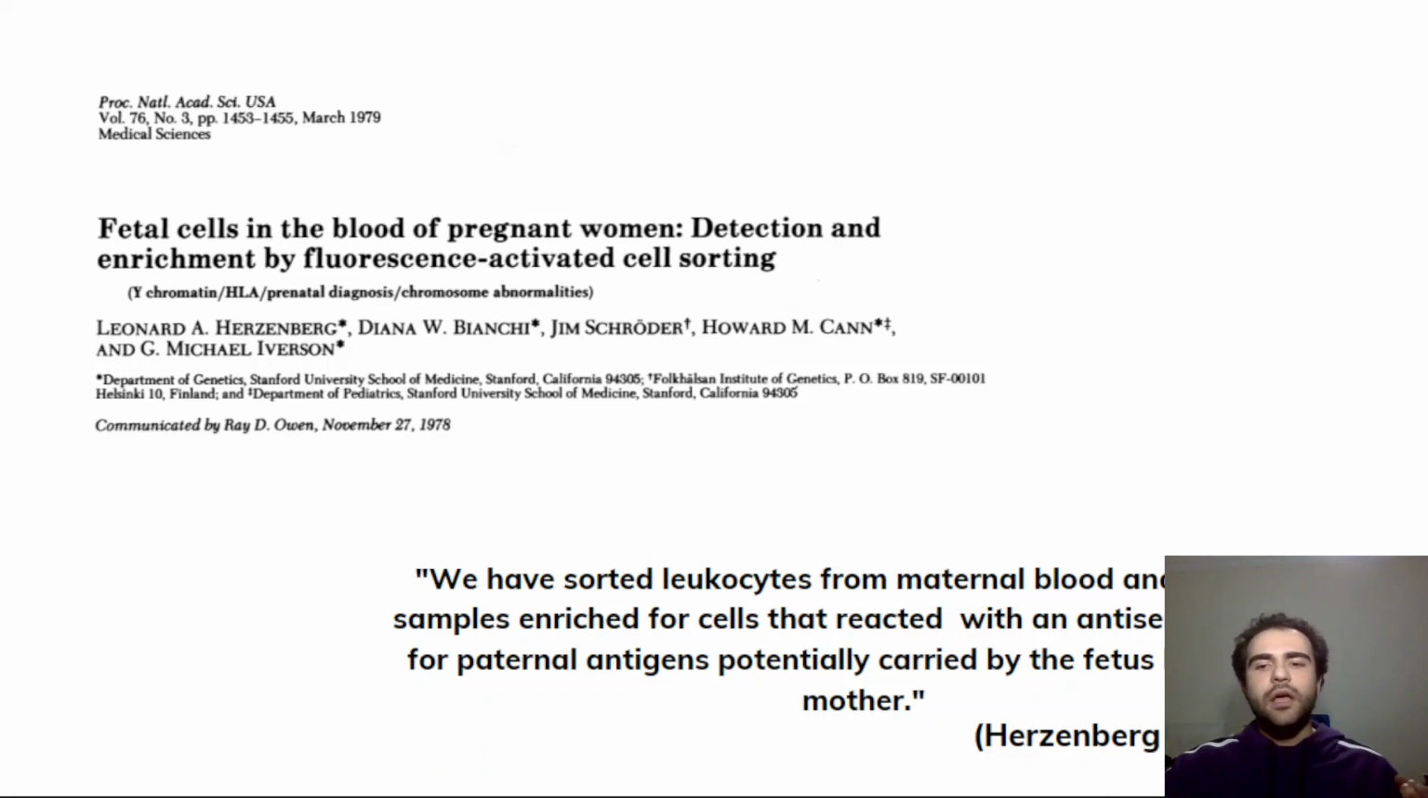For example, if Y chromatin containing cells were observed among those sorted from maternal blood, cells of the newborn from that pregnancy should carry the paternal antigens detected by the antiserum. Thus, by examining FACS enriched samples and correlating fetal cell detection with newborn reactivity with the sorting antiserum, they have identified fetal cells in maternal circulation as early as the 15th week of gestation.